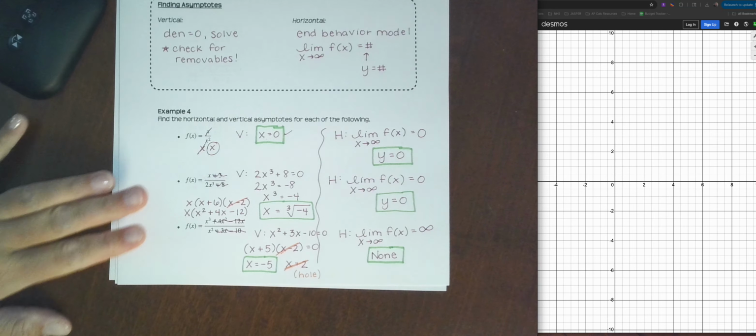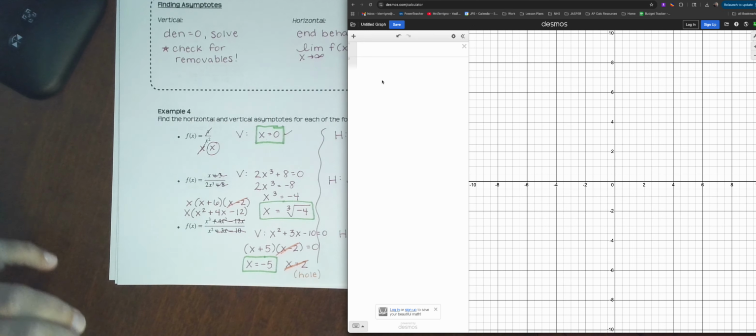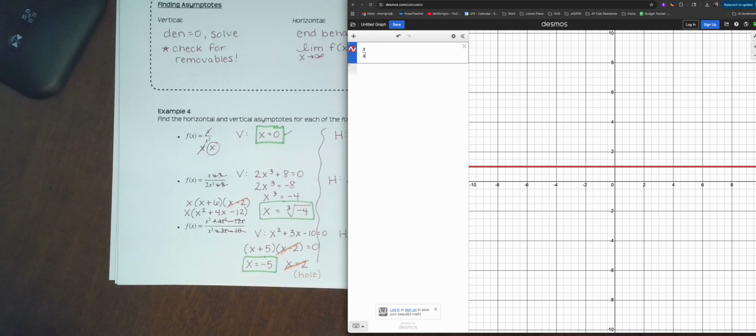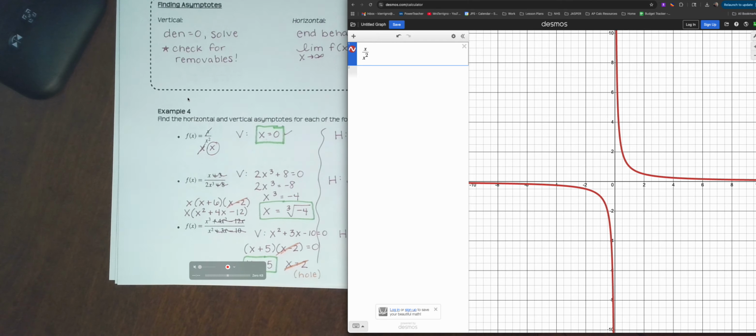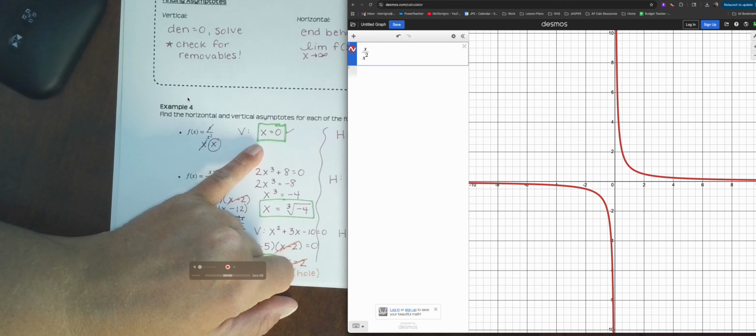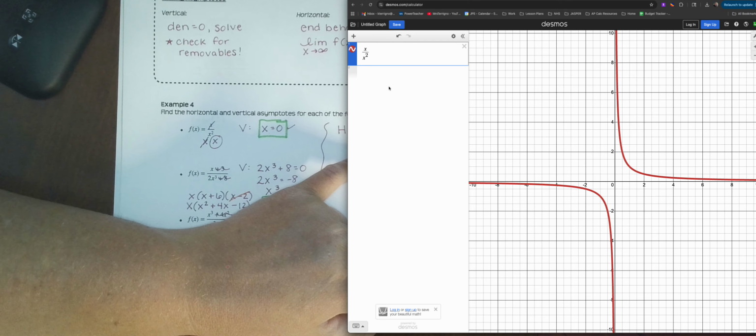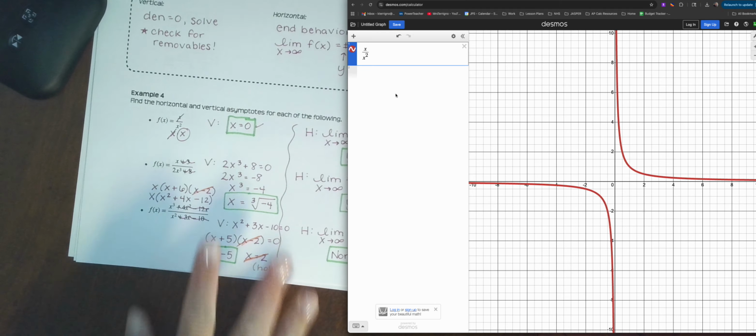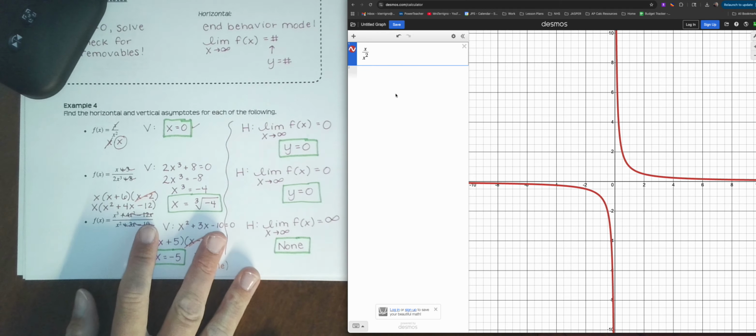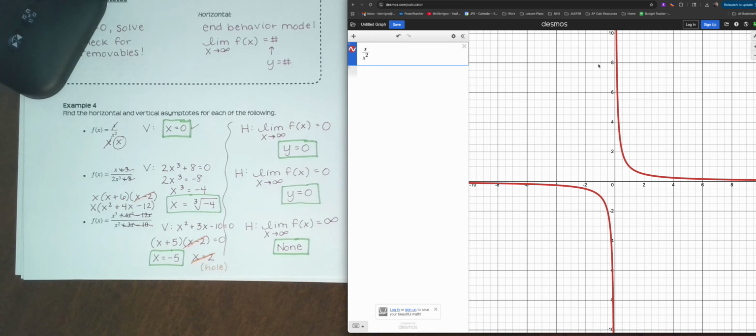Let's take a second and just verify these. Let's make sure that I'm not lying to you. X divided by x squared. Well, I should be seeing a vertical and a horizontal asymptote at x and y equals 0. That's what we said here. Okay. Well, that would mean the x and y axis. So I'm seeing that here as a vertical asymptote, and I'm seeing it here as a horizontal asymptote. Okay, so that one checks.